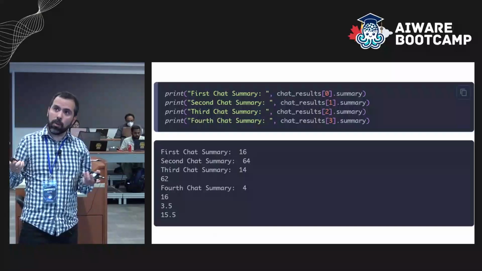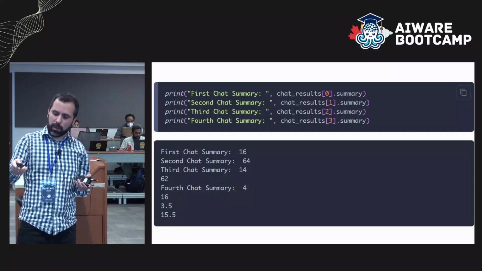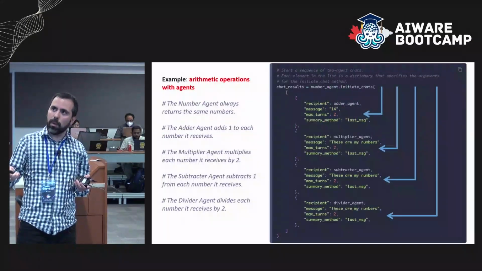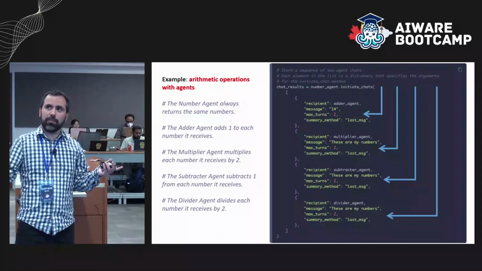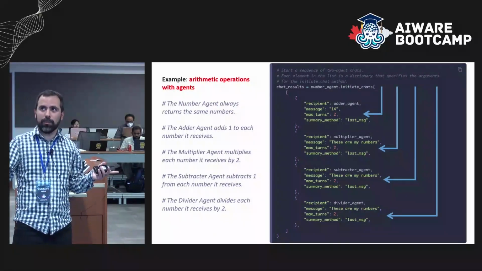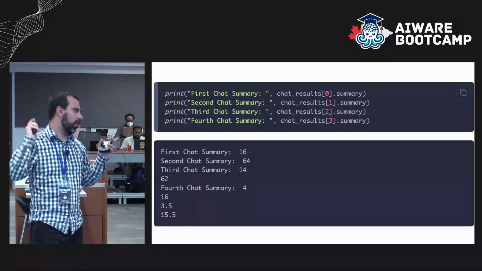In this case, you also get summaries, right? So you can see the summaries of the first and the second and the third and the fourth chat. The summary for the first one is 16, because we started with 14, and we asked the other agent, and it just adds 1, and it's going to do it twice, so 14 plus 1 plus 1 is 16, and so on. So in the end, you have 15.5.